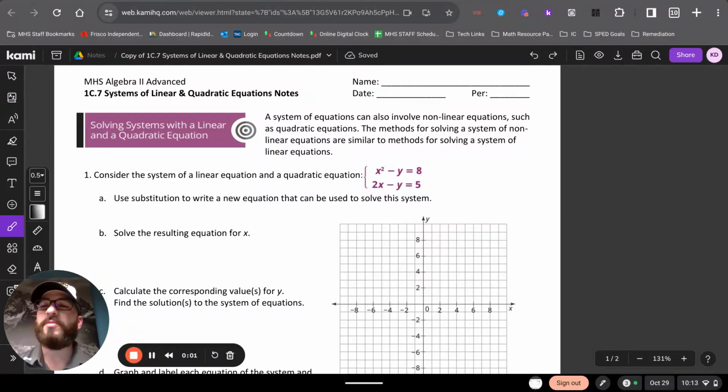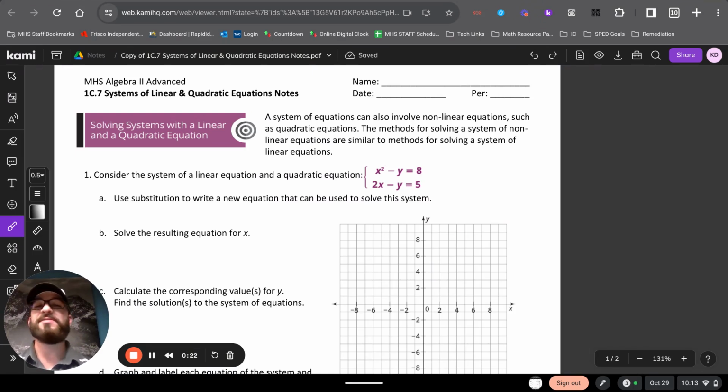All right, y'all. Today we're going to be talking about systems of linear and quadratic equations. We're going to be advancing and putting together everything that we've been doing in Unit 1C with solving linears and solving quadratics, a little bit of Unit 1B, and combining it into this really advanced skill of systems that have both linears and quadratics.